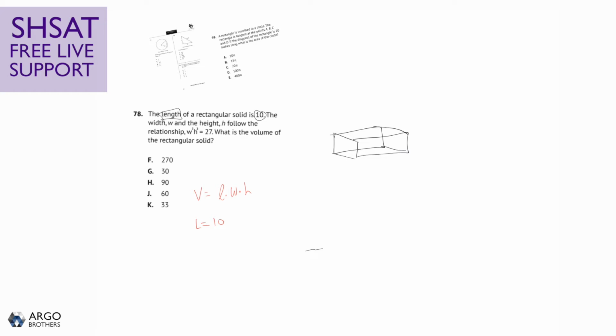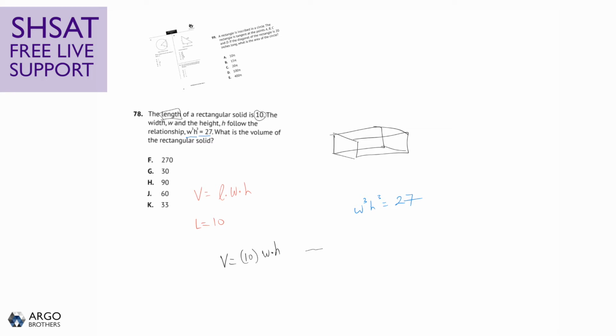So what do I have here? I have that volume is equal to 10, which is my length, times the width and the height, but I have no idea what my width and height are. I'm not given the values. However, I am given some information. They follow the relationship that w cubed times h cubed, or height cubed, is equal to 27.